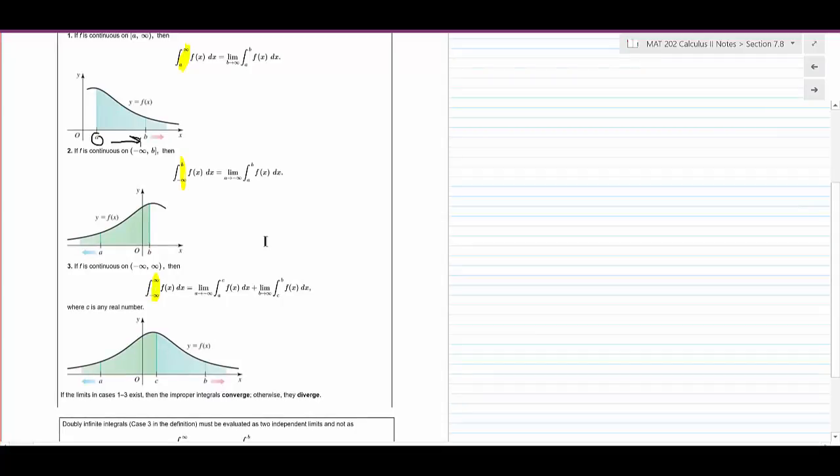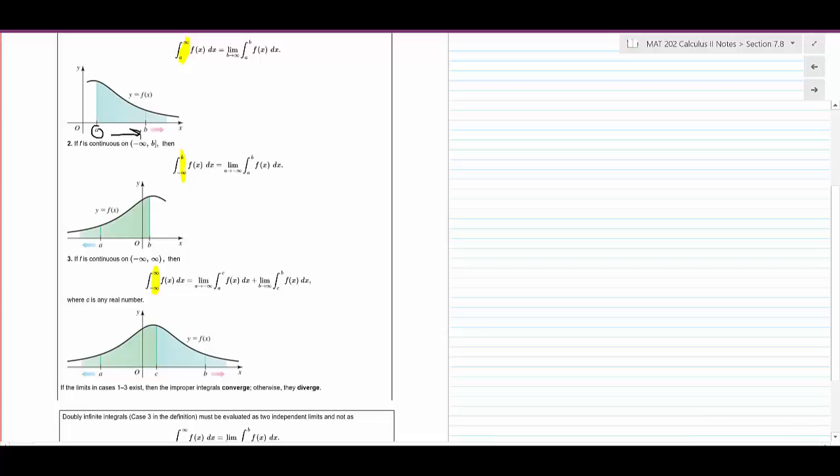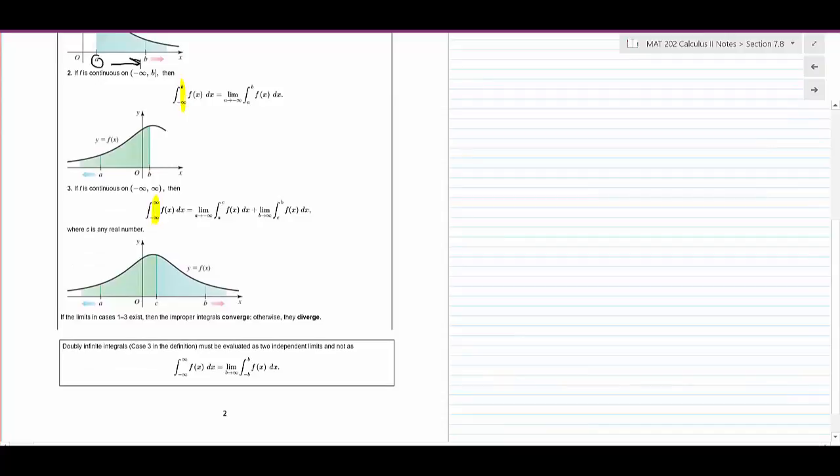If you're doing negative infinity to b, that means you're way over here and then you're coming up to b like this. What we're doing here is the limit as a goes to negative infinity. So we're starting with the lower limit and going up to b. It's the same idea: you use a variable in place of infinity, then you do the limit. Does that make sense? It doesn't matter what you use for that variable; that's your choice. I usually use b or c or something like that. Then the last one.